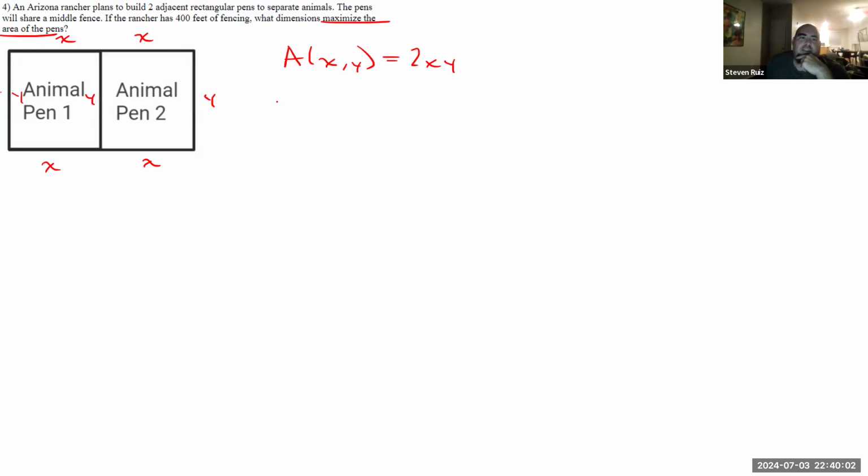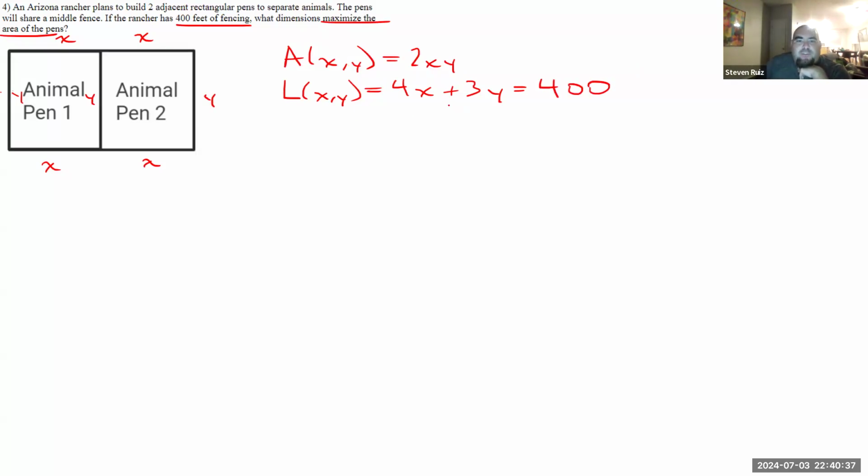What is the constraint? The constraint is going to come from how much fencing I have. So I have to build, I'll call it perimeter, even though it's not strictly speaking a perimeter. Maybe I'll just call it length. Fireworks are going off. So this length here is equal to, how many y segments do I have? I have 3 y segments and I have 4 x segments. So 4x plus 3y, that's equal to what? 400 total feet of fencing. So I need to combine these.